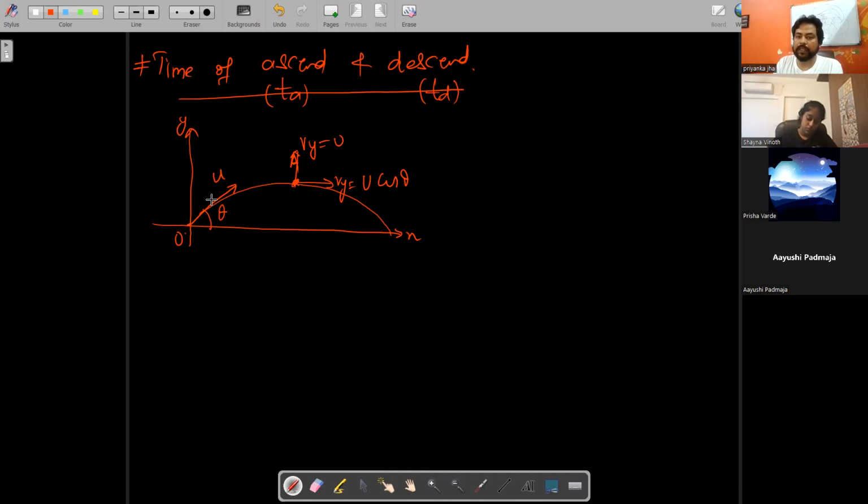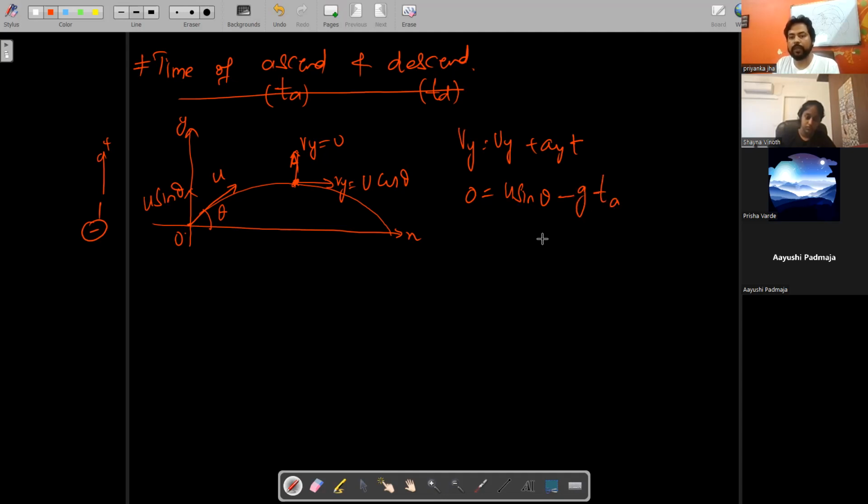Now you can see here at the initial point, the initial component was u sin theta. So you can apply this formula, Vy equal to Uy plus Ay t. At this point, Vy is 0, Uy is u sin theta. I am taking up direction as positive and down direction as negative, and acceleration is downward, so we'll take it as negative, into Ta. So Ta is u sin theta upon g.